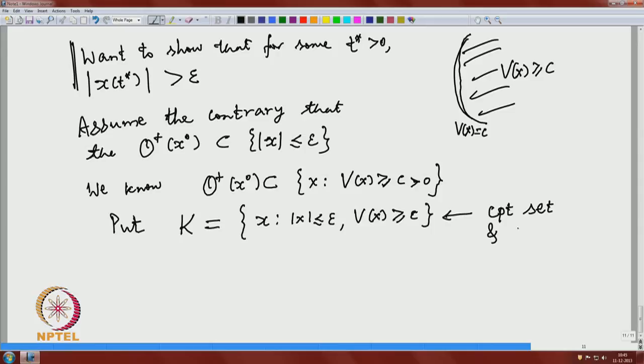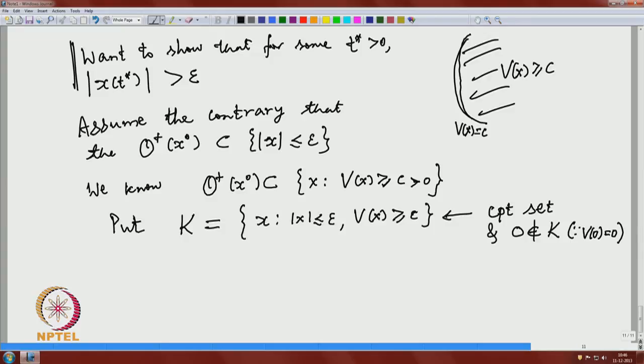And the important thing is 0 does not belong to k, because v 0 is 0. Okay. v 0 is 0. So if I have forgotten to include that thing, include that v 0 is 0. That is always there. Since it is positive there, 0 cannot be here. Okay. So again by continuity, I will come to that later.